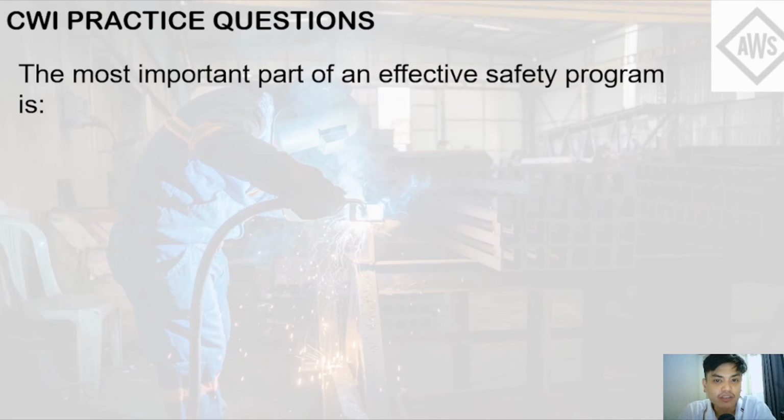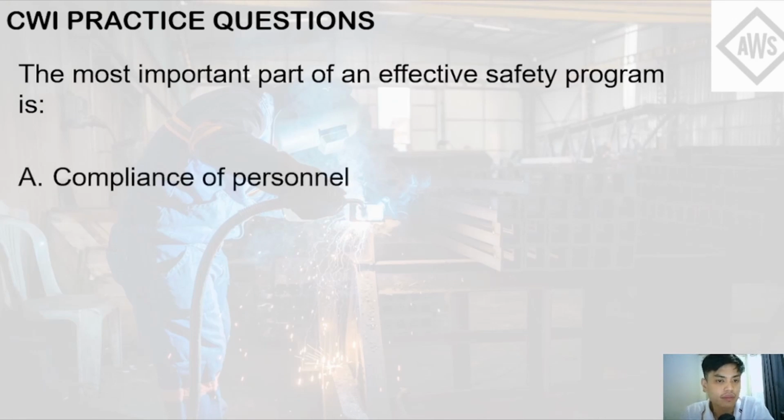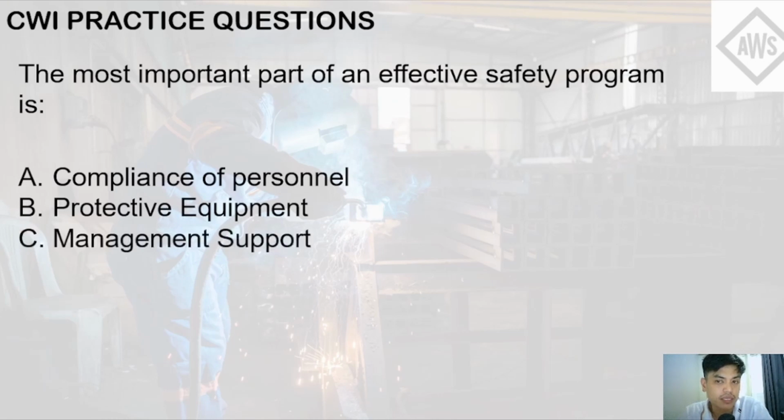The most important part of an effective safety program is: A, compliance of personnel, B, protective equipment, C, management support, D, safety rules. So in order for a safety program to be effective, what do we need basically? What is the most important aspect of it? So letter A, compliance of personnel. Compliance of personnel is needed for an effective safety program to be conducted, but it's just one piece of the puzzle, and it's not the most important part.